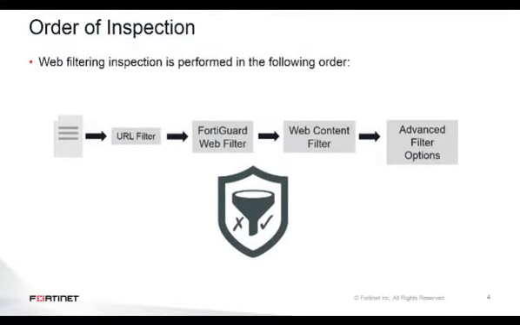During web filtering inspection, FortiGate first checks the static URL filter list, then the FortiGuard categories, and then the content filtering list. Finally, FortiGate can execute some advanced options, such as manipulation of HTTP headers.